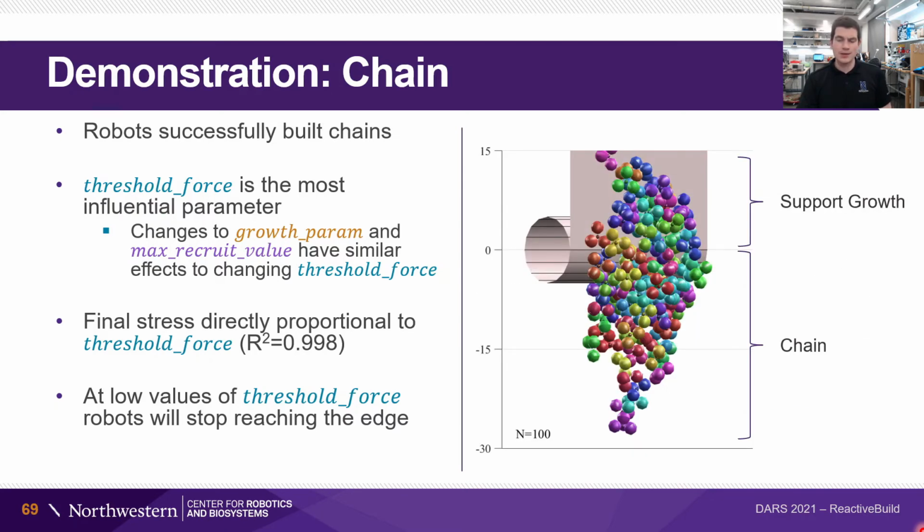Qualitatively, one interesting thing to note is that as the chain grew down, eventually the need for support was such that you would start having robots actually kind of creeping up on the arena itself in order to provide enough support, which then they would require their own support. And so you would have kind of a runaway support growth that would prevent further chain formation.